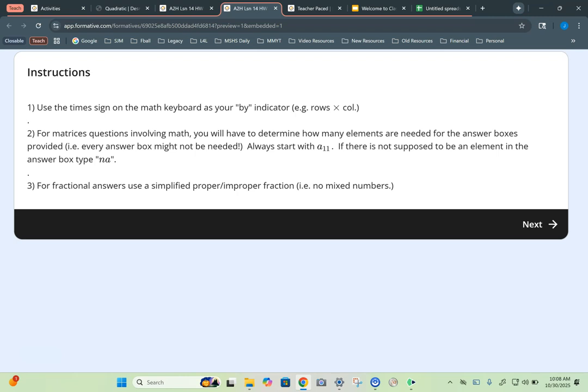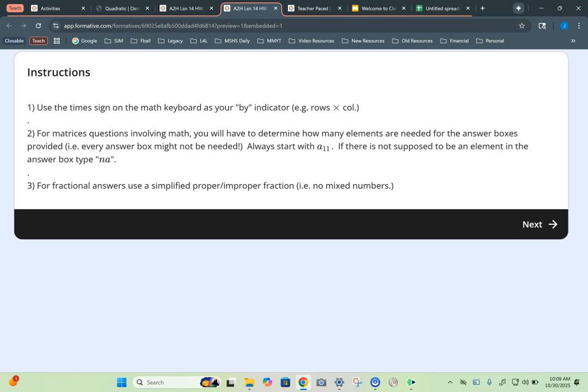You're going to use the times sign on the math keyboard as your by indicator for rows by columns. Don't use a plain old X. Use the times sign or you won't get that correct. Number two, for matrices questions involving math, you will have to determine how many elements are needed for the answer boxes provided. In other words, every answer box might not be needed. You're always going to start with A11, your upper left-hand corner, row 1, column 1. And if there's not supposed to be an element in the answer box, you're going to type NA.